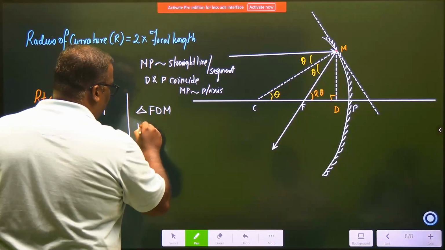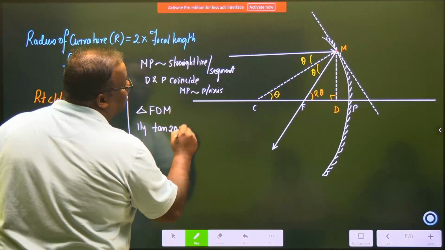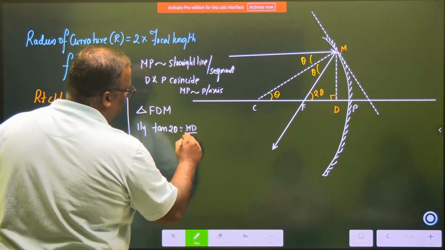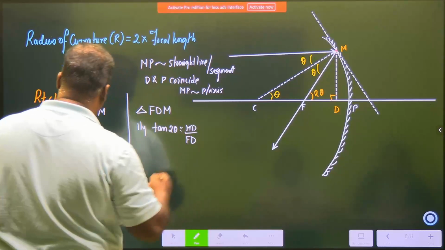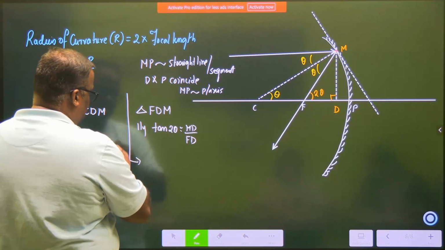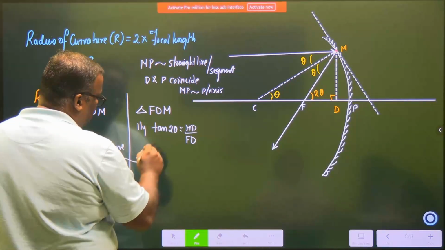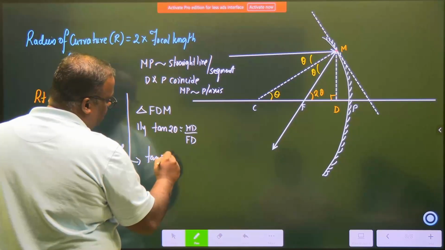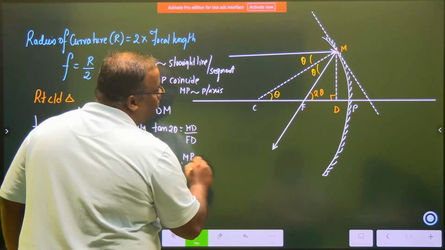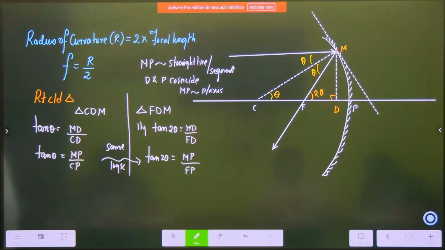Similarly, for FDM, what can I write? Tan of 2 theta is equal to, similarly, MD by FD. And instead of MD, by the same logic, I now write tan of 2 theta is equal to, in place of MD what will we write, son? MP, divided by FP, right?